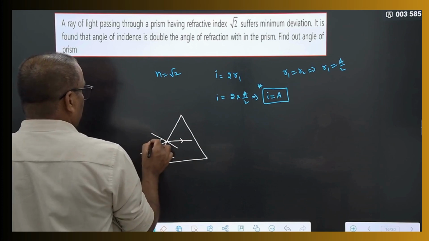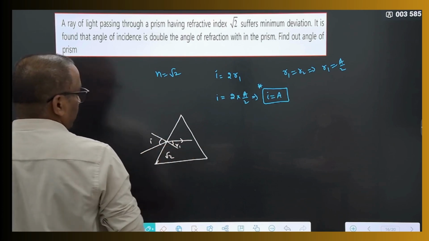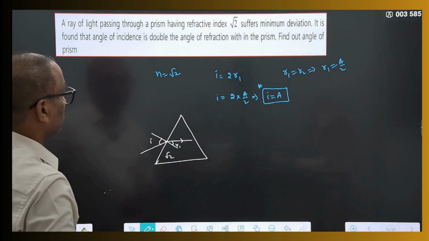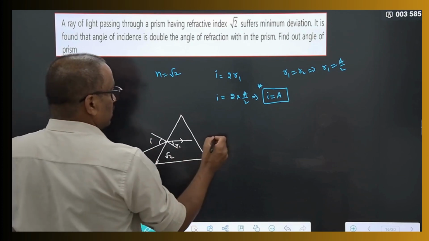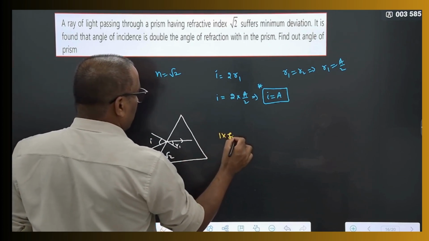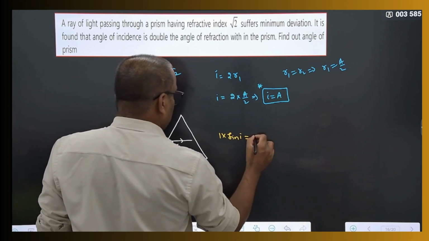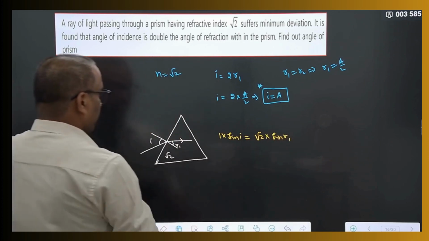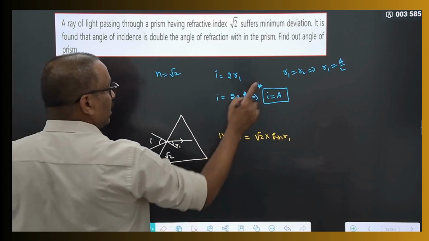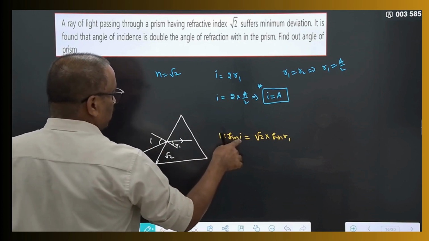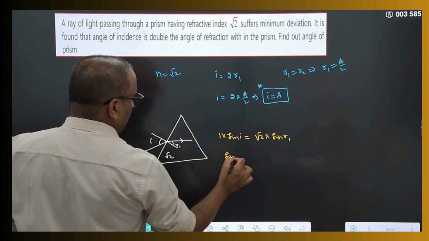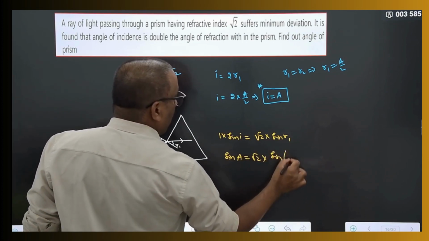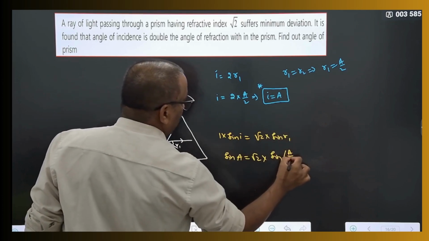Here this is your R1. Clear? So now let us substitute. What will you get? 1 into sine i is equal to n, that is root 2, into sine R1. Clear? Sine i, we want the A value. Find out the angle of prism. So sine i is nothing but sine A is equal to root 2 into sine of R1, whose value is nothing but A by 2.